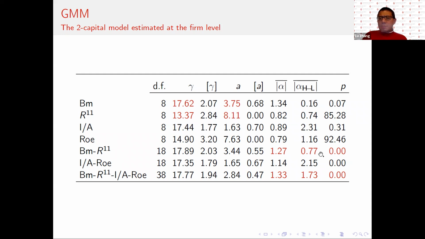Alpha is only 0.77%. This is per year. This is actually quite small. Although the model is still rejected, we're happy with the low economic magnitude for the error. Even when we throw in all 40 testing deciles together, the high minus low alpha is on average 1.7% per year, which is not that big.